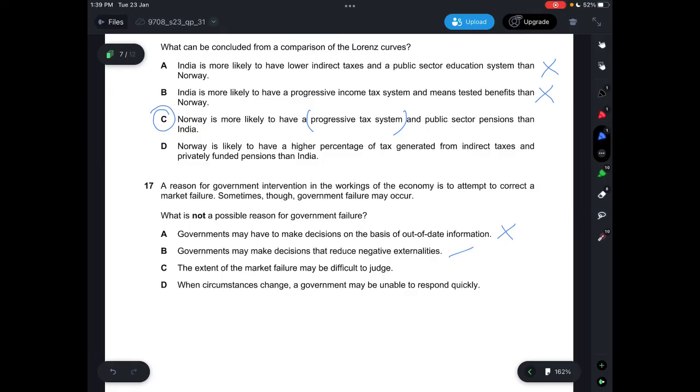C says the extent of the market failure may be difficult to judge, which would result in government failure. Because let's say if you spend too much money, you end up getting less returns. If you end up spending less money, you get less returns. So it's very difficult to judge the market failure, to let's say provide subsidies or to buy stocks and whatever. And D says when circumstances change, the government may be unable to respond quickly because it takes time to actually process these things in Parliament, for example. So the answer is B.